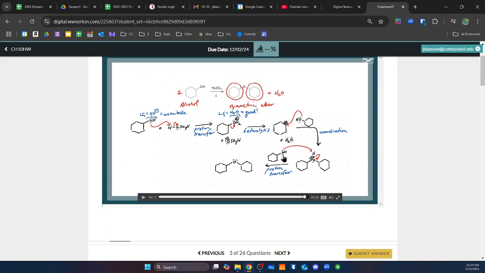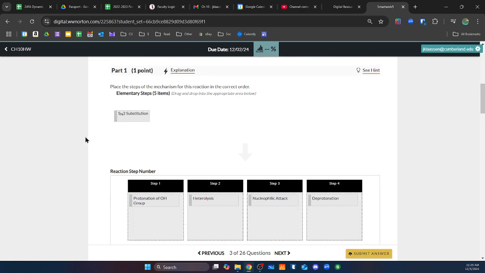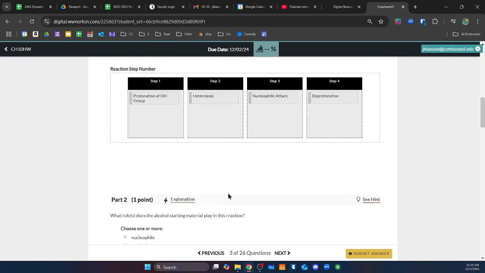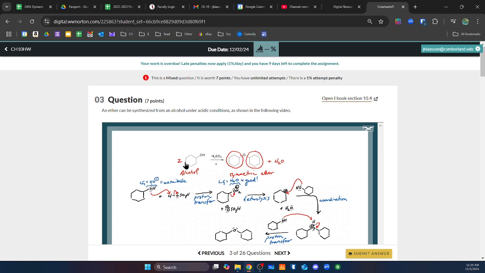You may notice, by the way, there's kind of a neat thing about this reaction, is it actually regenerates this reactive species right here. So this reaction can go very nicely. And in fact, acid is being used as a catalyst here. Okay, so again, the next step is actually going to be where we label what roles the alcohol plays. This is the alcohol right here.